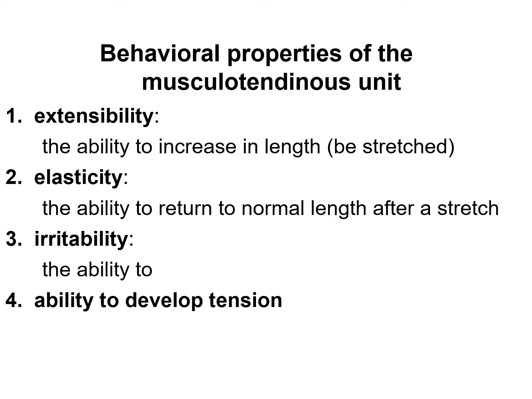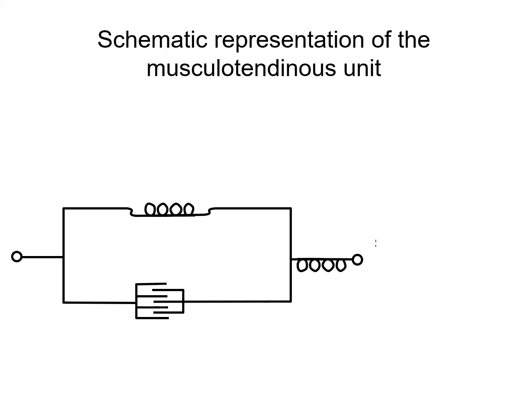Also, they need to be irritable. Not that they get angry when you ask them to do stuff, although that happens sometimes, but they have to have the ability to respond to a stimulus. That's when we talk about the motor unit of a muscle, which we'll talk about in a bit, being stimulated by the central nervous system to recruit the muscle fibers to contract. And obviously they have to have the ability to develop tension.